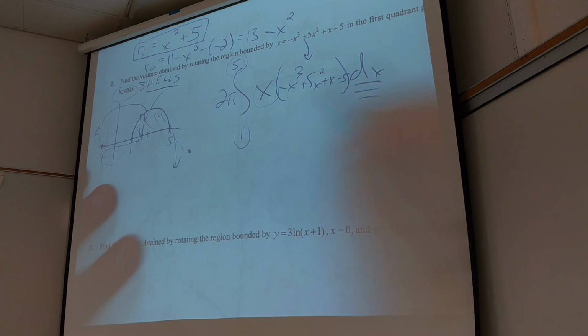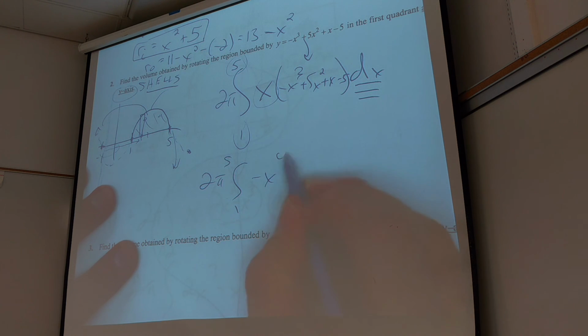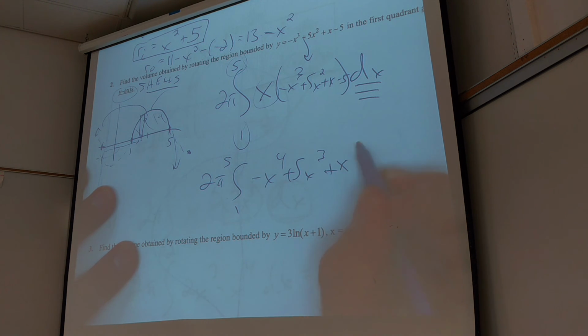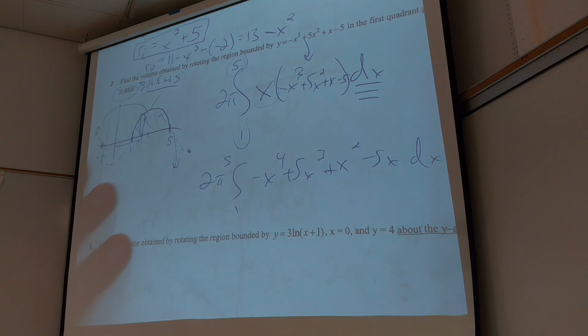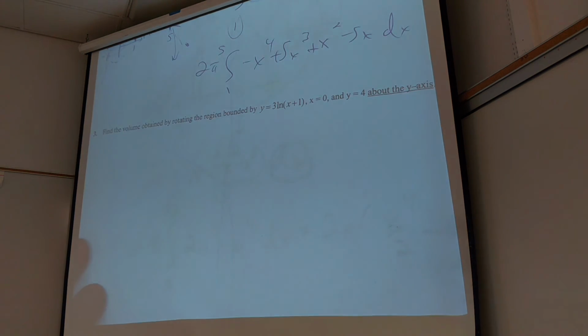So now what do we do? The rest of it's easy, right? Negative x to the 4th plus 5x cubed plus x squared minus 5x. Integrate. Substitute. Cool. So we'll do this last one next time.